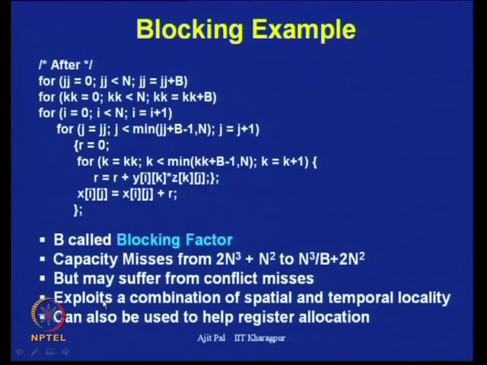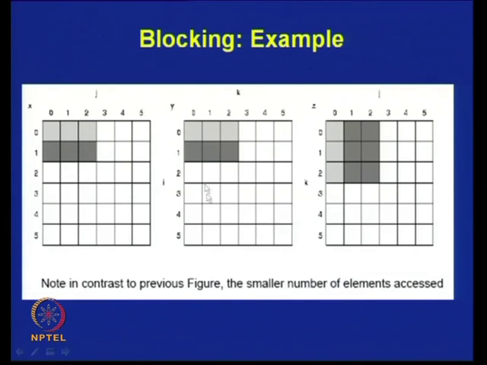And this exploits a combination of spatial and temporal locality, because the computation does not involve the entire arrays simultaneously. The computation is done over a small portion of the array. By exploiting that idea, you are exploiting the combination of spatial and temporal locality to achieve this blocking, and this can also be used to help register allocation. And this is after doing the blocking, how it is done is shown here.